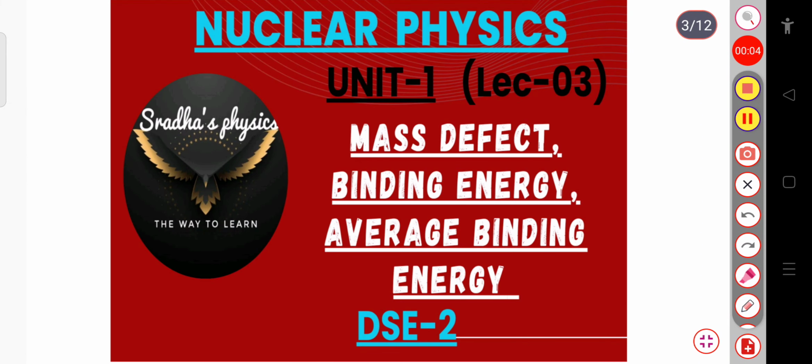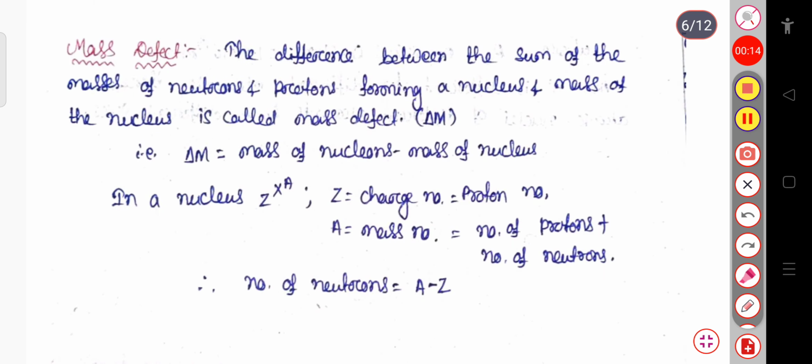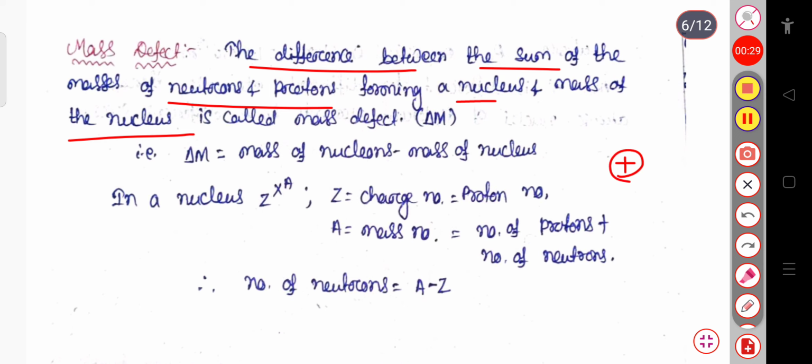In this video you will see the mass defect, the binding energy and the average binding energy, that is the binding energy per nucleon. So let us start with our topic, that is the mass defect. This is the difference between the sum of the masses of the neutrons and protons forming a nucleus and the mass of the nucleus. It means that in case of an atom, the central part is called the nucleus, and in this nucleus the protons as well as neutrons are present.